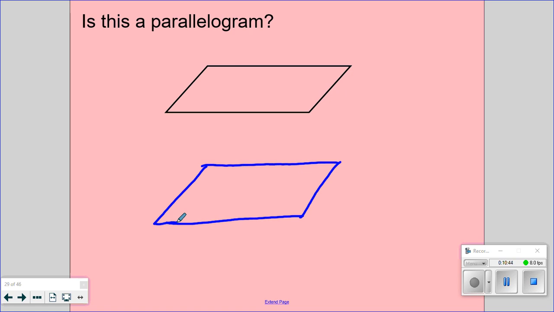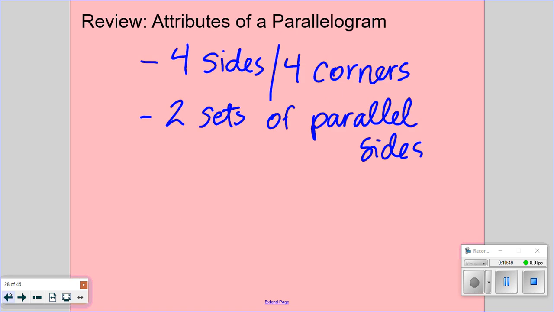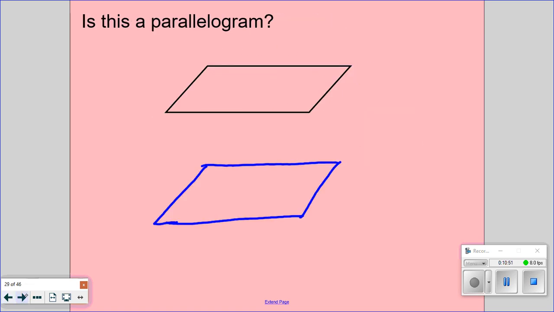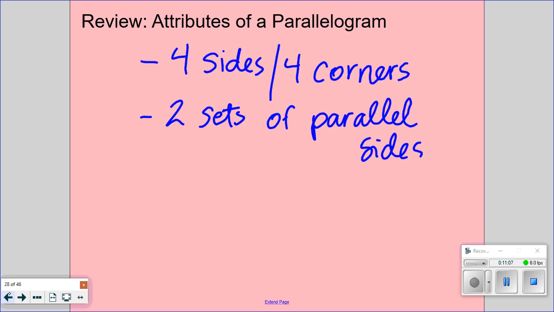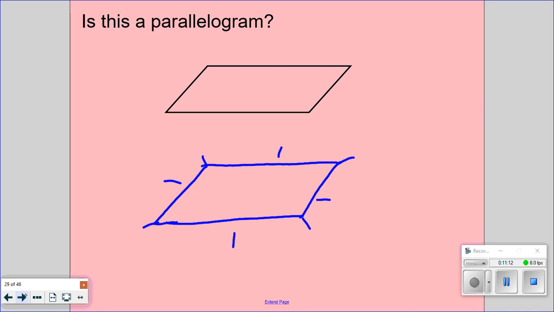That first rule that you told me was that it has 4 sides, 4 corners. Is that true? Yes. 1, 2, 3, 4. 1, 2, 3, 4. 4 sides, 4 corners. The next rule that you told me was that it had to have 2 sets of parallel sides. Show me with your arms, where is one set of parallel lines? Where's one set?